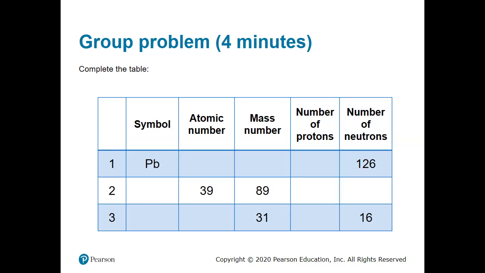Can you identify an atom based on its mass number and number of neutrons? So take a couple minutes, go ahead and try this.